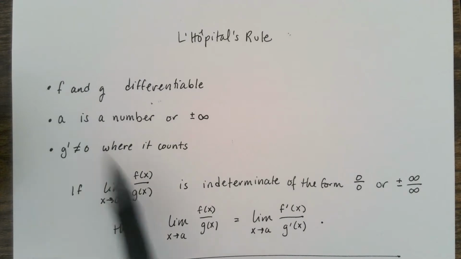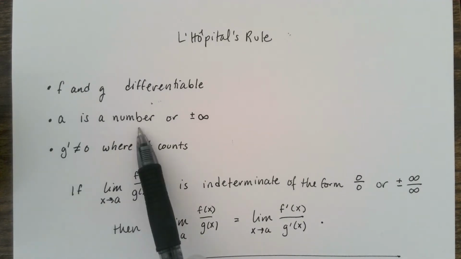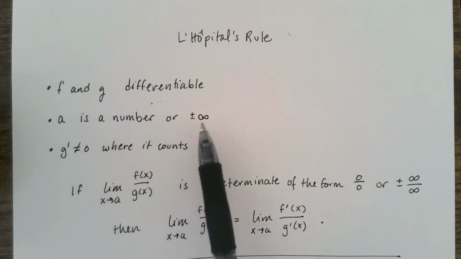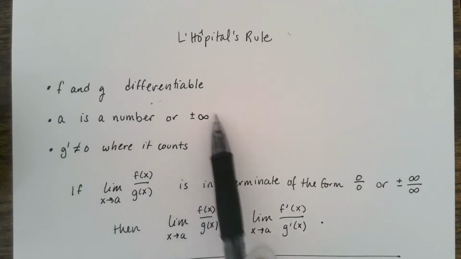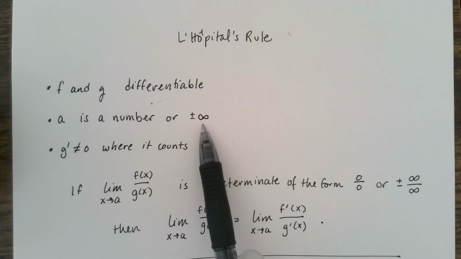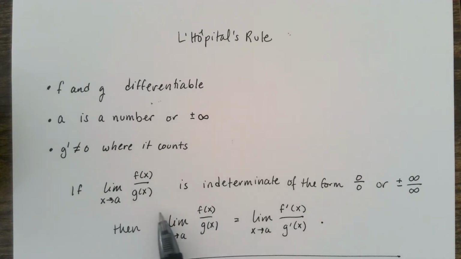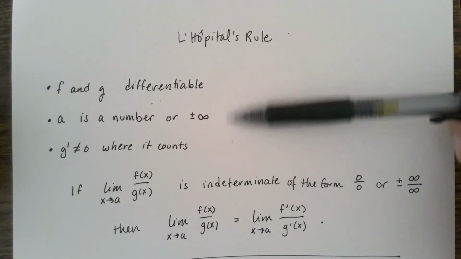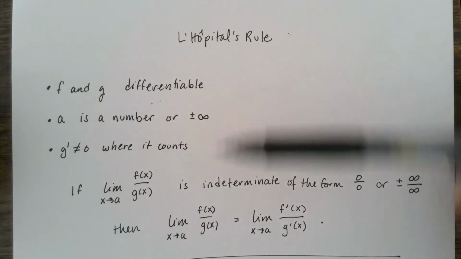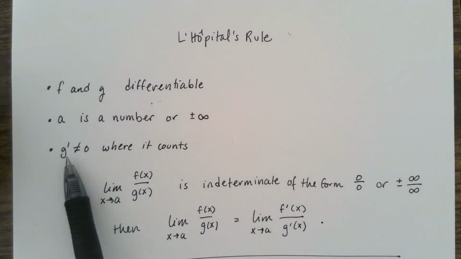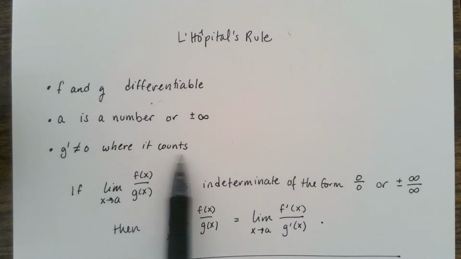So a, this is the number that x is approaching here. It's either a number, and it can even be a one-sided limit, or it can be one of the infinities, so positive infinity or negative infinity. So this rule pretty much works for every type of limit that you might see. And then the last condition that we have to at least notice here, even though it's not something we'll have to enforce very often, is that g prime should not equal 0. And I said where it counts here.